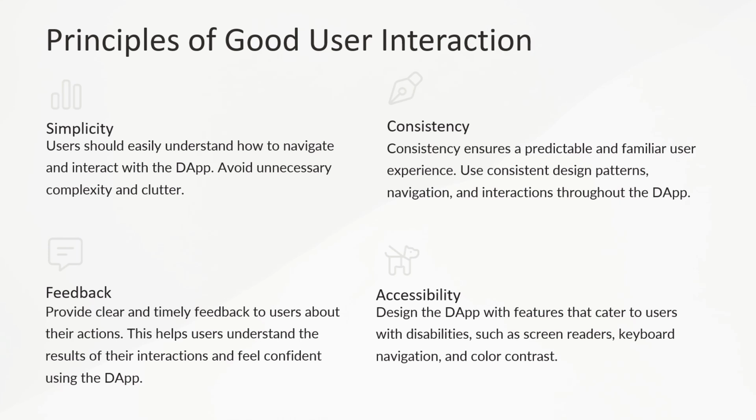Provide clear and timely feedback to users about their actions. This helps users understand the results of their interactions and feel confident using the DApp. Use visual cues, messages, or animations to communicate feedback. Accessibility ensures that the DApp is usable by everyone, regardless of their abilities. Design the DApp with features that cater to users with disabilities, such as screen readers, keyboard navigation, and color contrast.